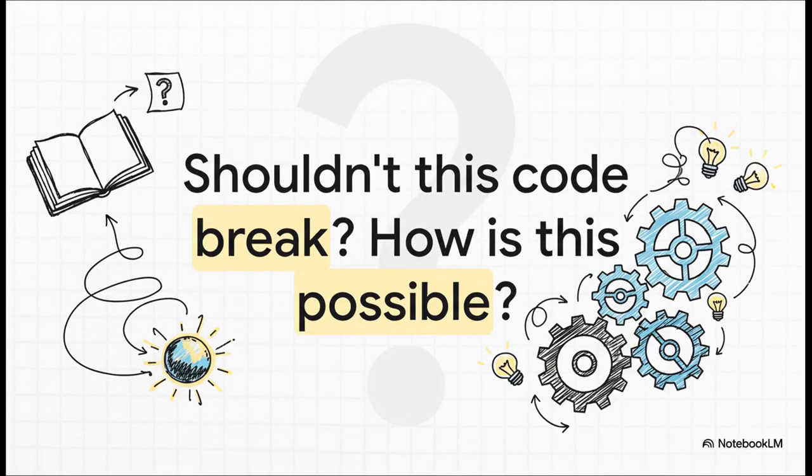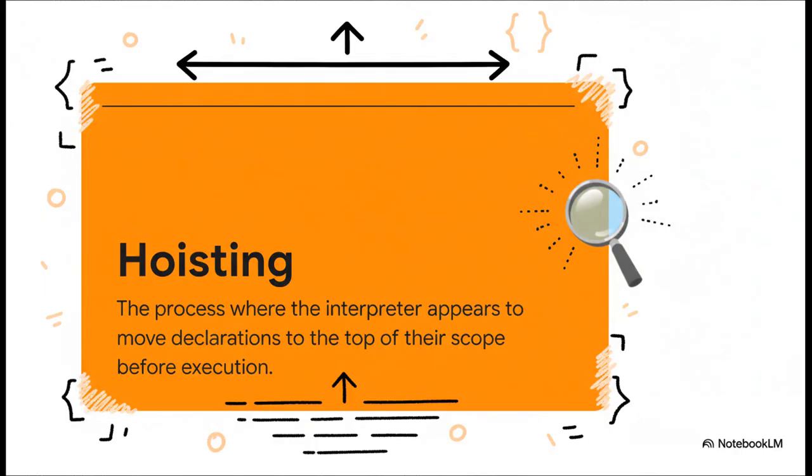Logically, this just feels wrong. It's like trying to read a chapter from a book before it's even been written down. So how does JavaScript pull off this little magic trick? Well, the answer is a core and often super misunderstood mechanism of the language. And that mechanism is called hoisting.